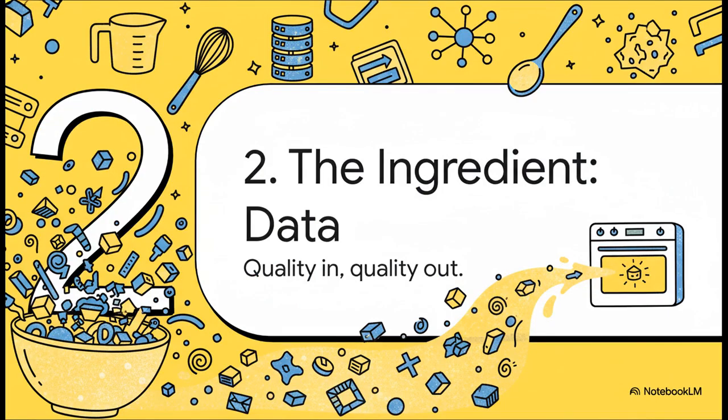Now, let's talk about what any great chef will tell you is the most critical part of a recipe, the ingredients. And in the AI world, that means one thing, data. Seriously, you could have the most powerful computer on Earth, but if you feed it junk data, you're gonna get a junk model. It's that simple.